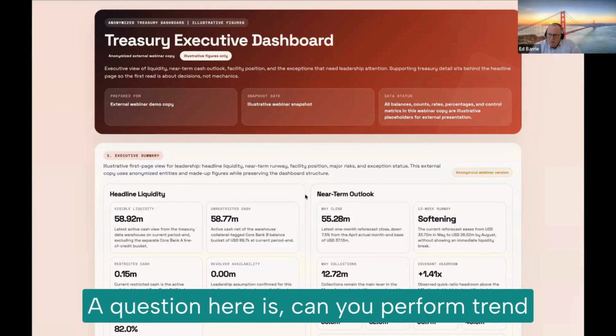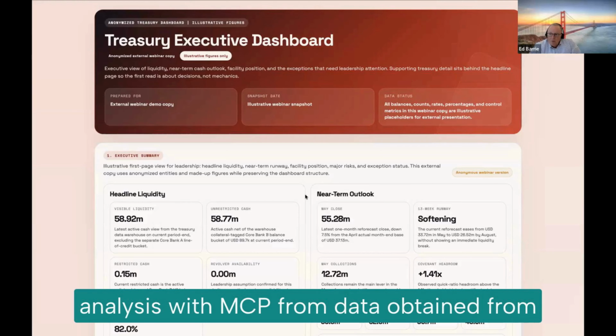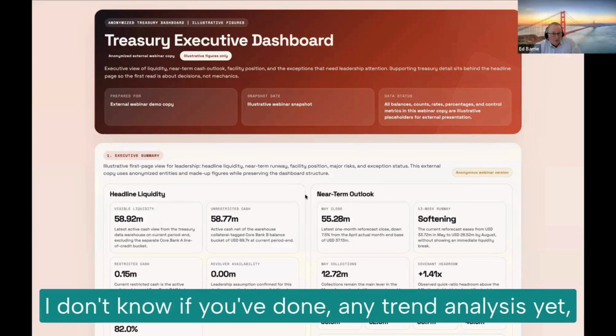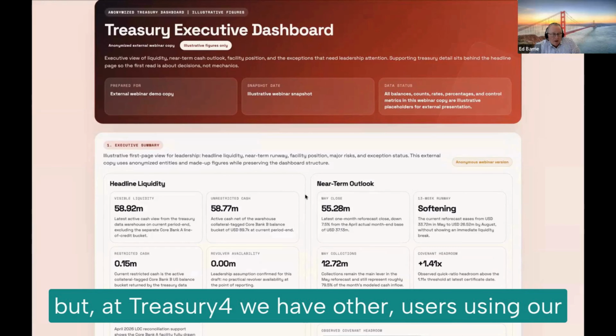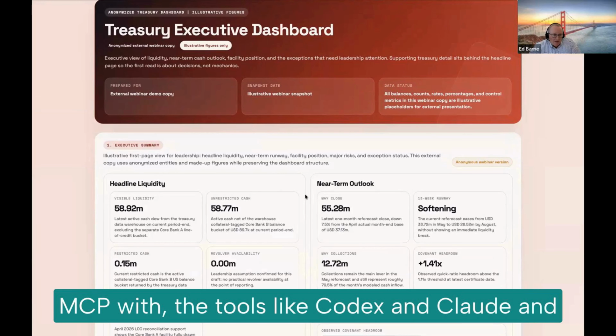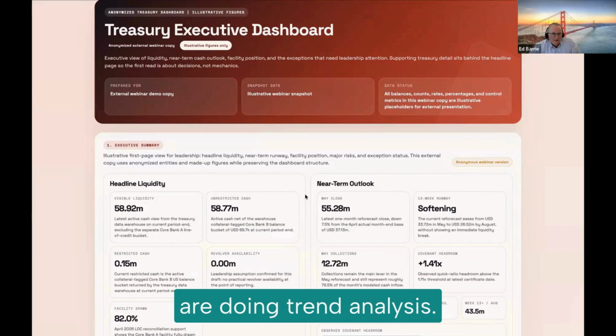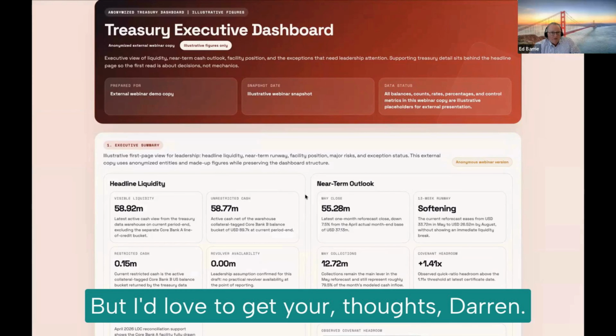Question here is, can you perform trend analysis with MCP from data obtained from source systems? I don't know if you've done any trend analysis yet, but at Treasury4, we have other users using our MCP with tools like Codex and Claude and are doing trend analysis. But I'd love to get your thoughts, Darren.